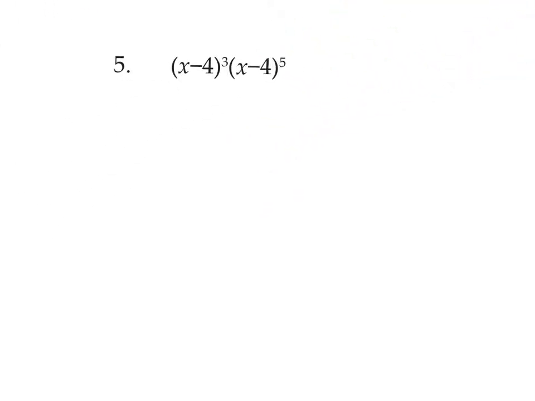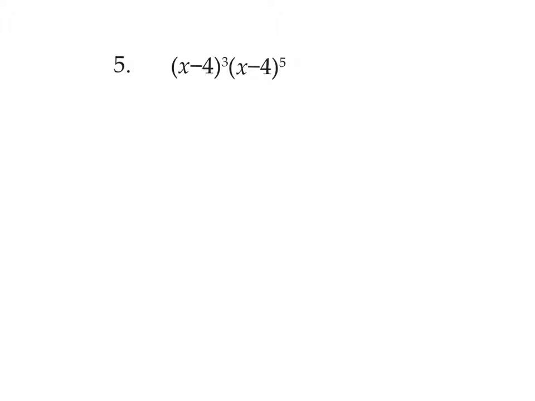Okay, number 5 looks really confusing because we have the minus signs inside these parentheses. What you cannot do is you cannot just put the cube on the x and the cube on the 4. It doesn't work like that when you have plus or minus signs in the parentheses. Exponents don't distribute inside parentheses when there are plus and minus signs.